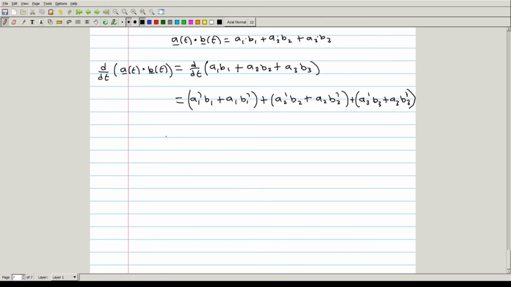And if we regroup, that means that we've shown that the derivative of the dot product of two parametric functions, or two vector valued functions of a scalar variable, satisfy the normal product rule. So this is going to be the same thing as the derivative of A dot product with B plus A dot product with B prime.